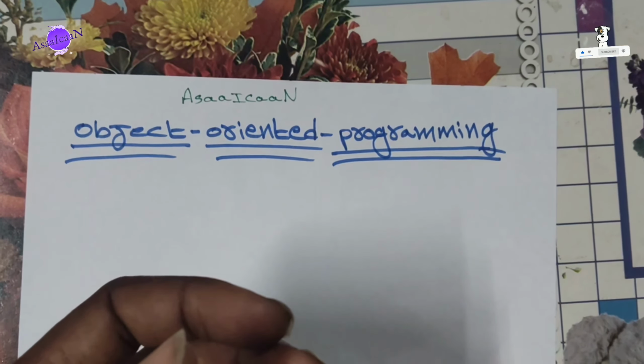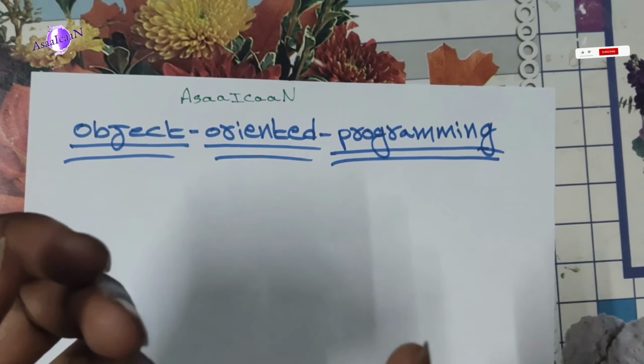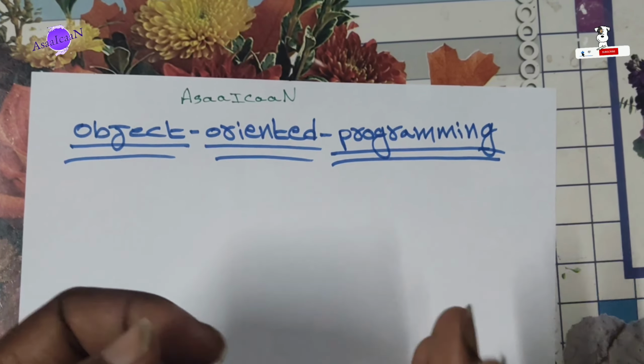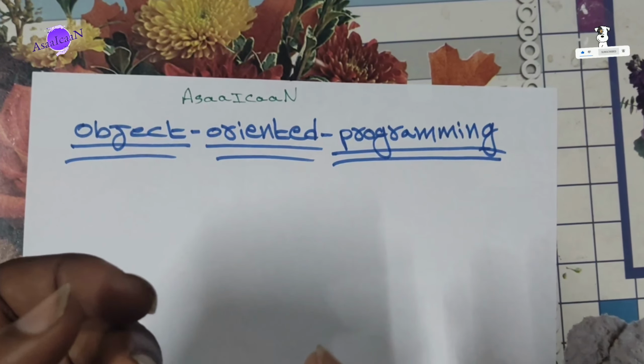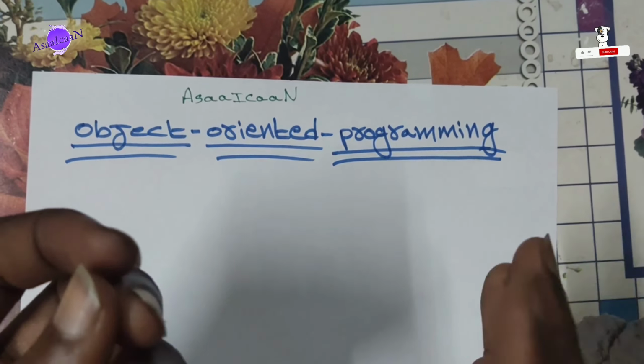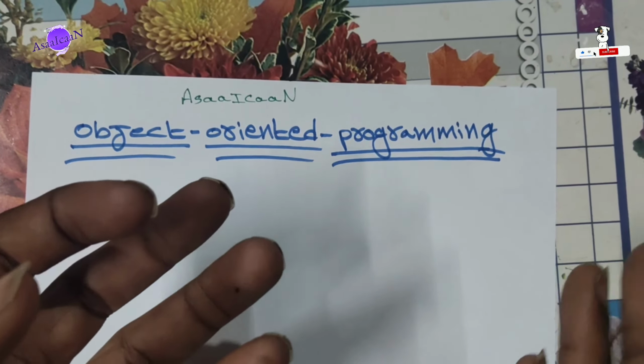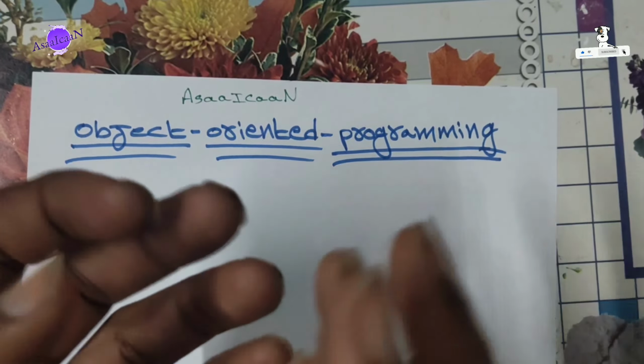All of you should listen carefully. You don't need to worry about it. Today, I will explain it in a very simple way. Is it clear to everybody? Object oriented programming is a way of creating computer programs by using objects.